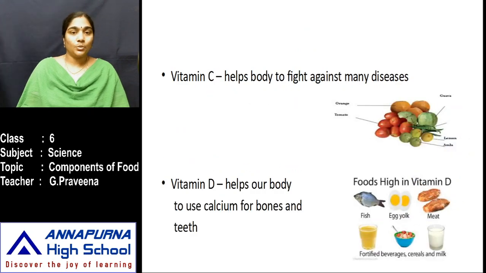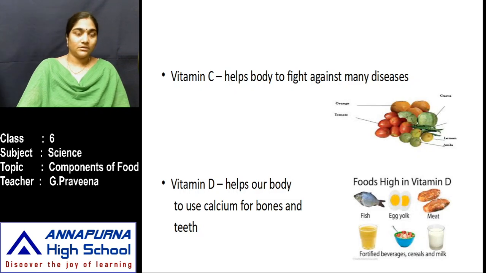Next, coming to vitamin C. Vitamin C helps the body to fight against many diseases. And the food sources such as tomato, oranges, guava, lemon and amla, these food sources consist of major amounts of vitamin C. So vitamin C helps the body to fight against many diseases.